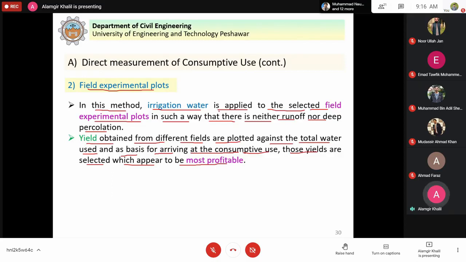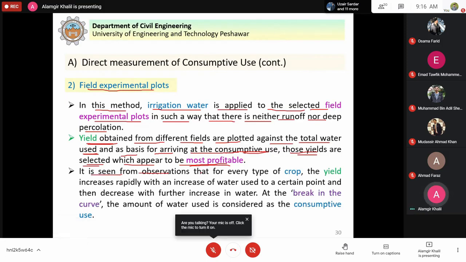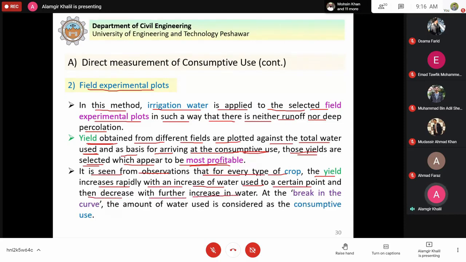So the area is divided into different experimental plots. Irrigation water is supplied in such a way that there is neither runoff nor deep percolation. Yield obtained from different fields are plotted against the total water used, and as a basis for consumptive use, those yields are selected which appear to be most profitable. It is seen from observations that for every type of crop, the yield increases rapidly with an increase of water used to a certain point and then decreases with further increase in water. At the break in the curve, the amount of water used is considered as the consumptive use.